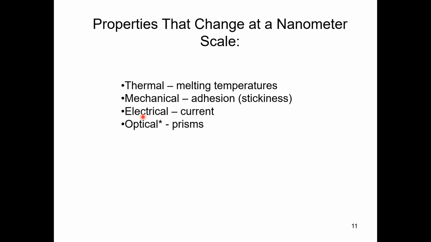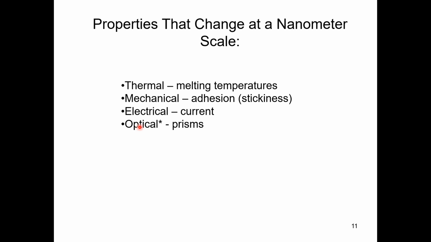And then we have the electrical properties. By electrical properties we mean simply the current, but it can also include the conductivity, resistivity, etc. So it also changes by the reduction of size. And along with that, we have the optical properties.